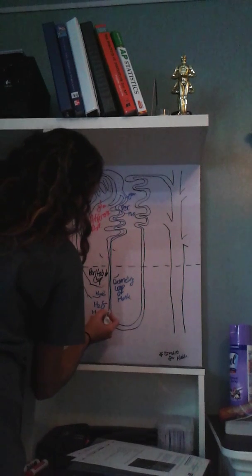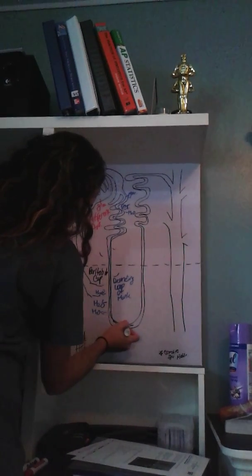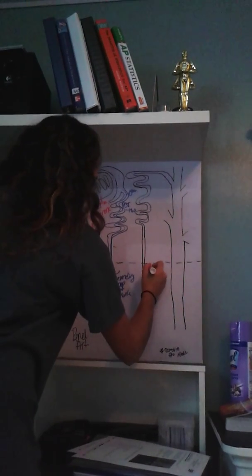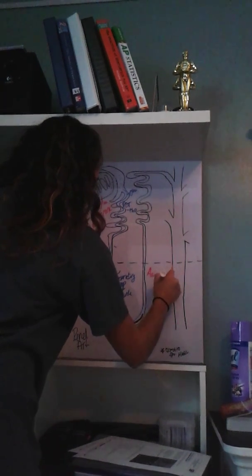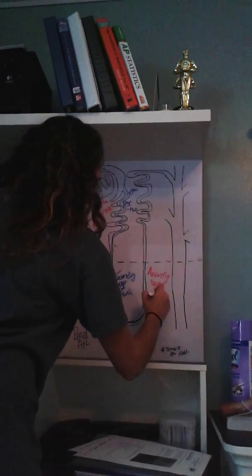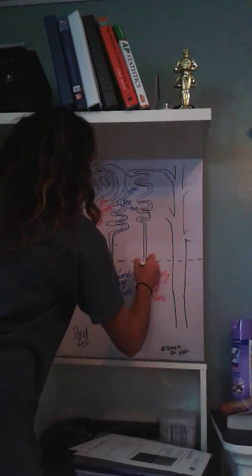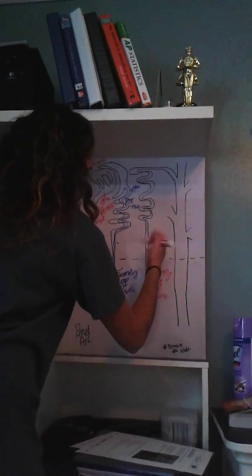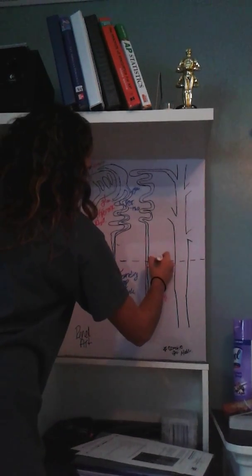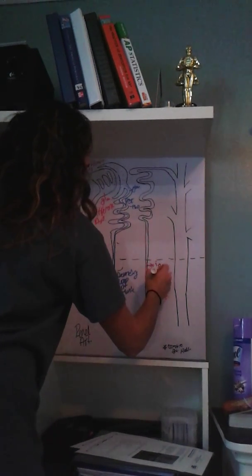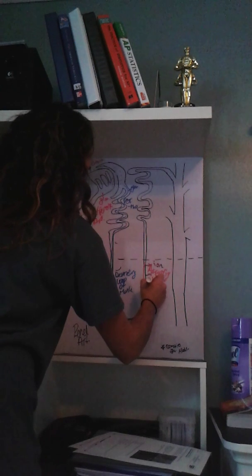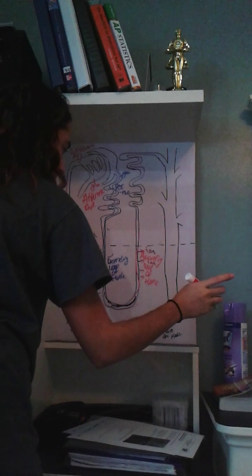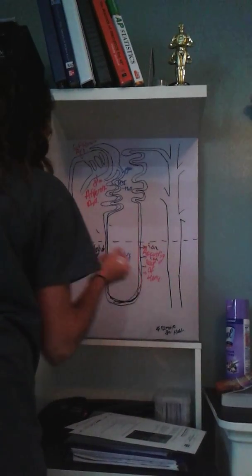And right here, while we're crossing into the ascending loop of Henle, this is where the filtrate's ions diffuse into the medulla. So here we have different ions, like sodium and potassium. It's important to remember potassium is not diffused out. It's sodium and chloride.